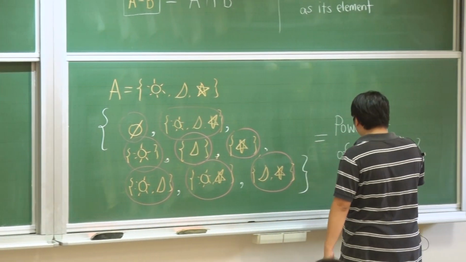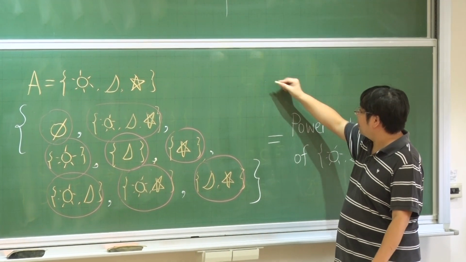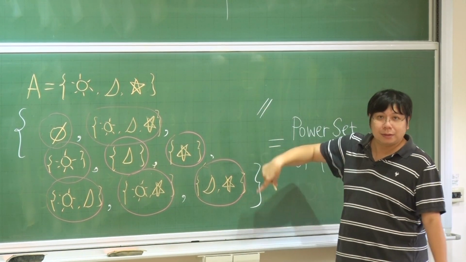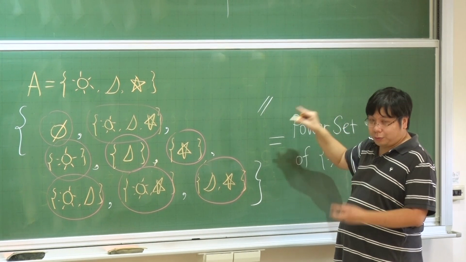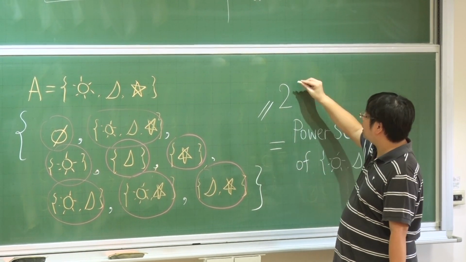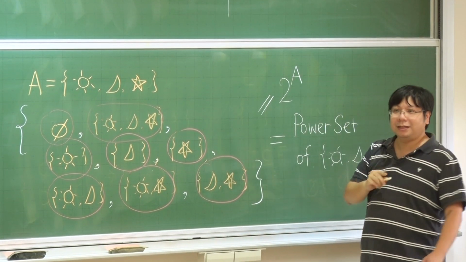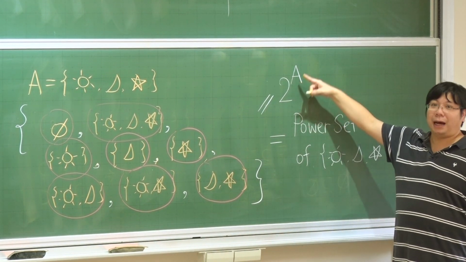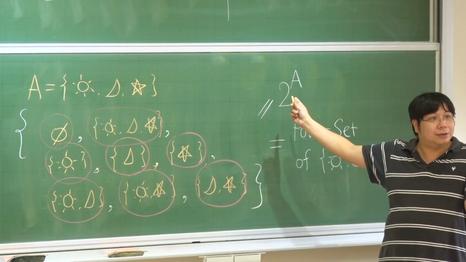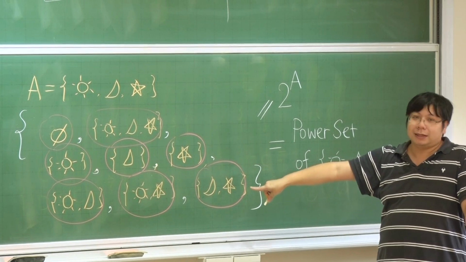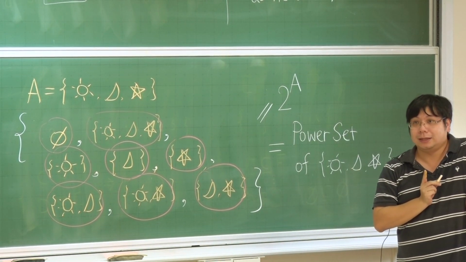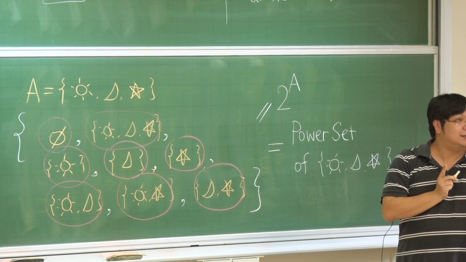Sometimes, what I like is this shorthand notation. This is a set, right? With respect to A, I denote this set as 2 to the power A. It's like a power. And this helps me to remember the size, because the size of this set is equal to 2 to the power the size of the original set A. Is that okay?